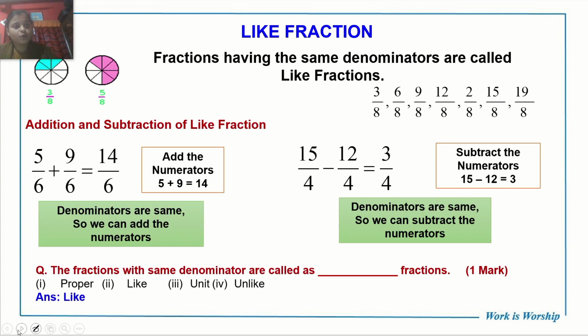Now we come to like fractions. Like fractions have the same denominator, like 3 by 8, 5 by 8. Denominator means the below part of the fraction. So the denominator should be the same in like fractions, like 3 by 8, 6 by 8, 9 by 8. Means everything will be 8 or any other number, but the denominator will be the same for every fraction.